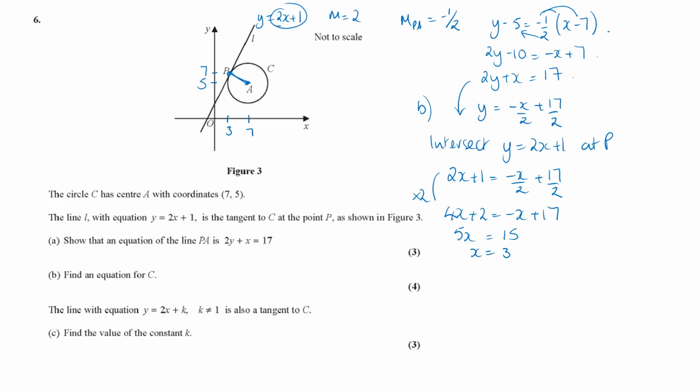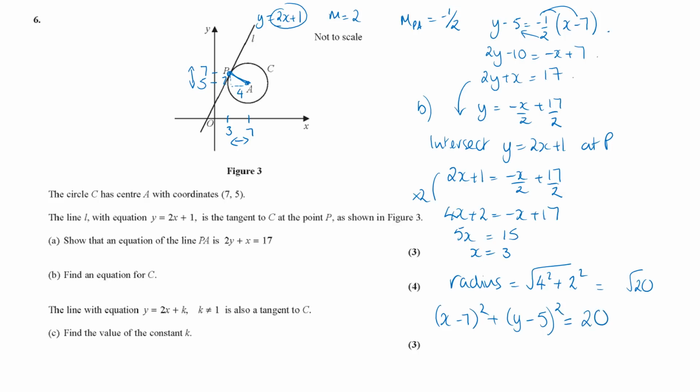Now to find the length of the radius, I can see that on here, on the x-axis, this is 4 along, and on the y-axis, this is 2. So the radius is equal to the square root of 4 squared plus 2 squared, which is equal to root 20. And then all I'm going to do is use my equation of a circle, which is x minus 7 all squared plus y minus 5 all squared is equal to r squared, so that's equal to 20. So we found the equation for C.